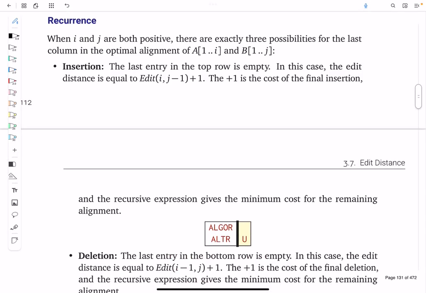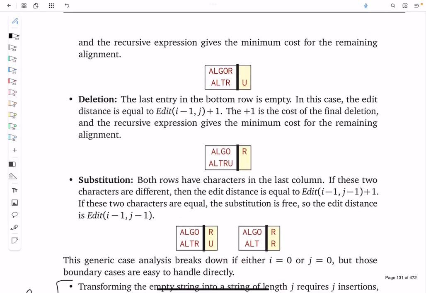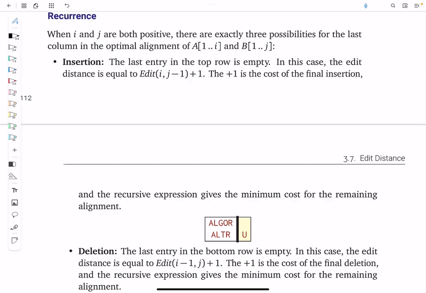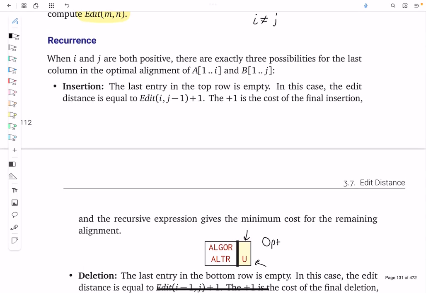And now how do we define the recurrence? Well, again, we have three options. We can either insert, delete, or substitute. So in the insert case, that means that the optimal thing must have had a space in the top row. So if the optimal solution has a space in the top row, then in order to get from a space to a U, we must have done an insert. An insert costs one operation, and then we recursively will edit I through j minus 1.